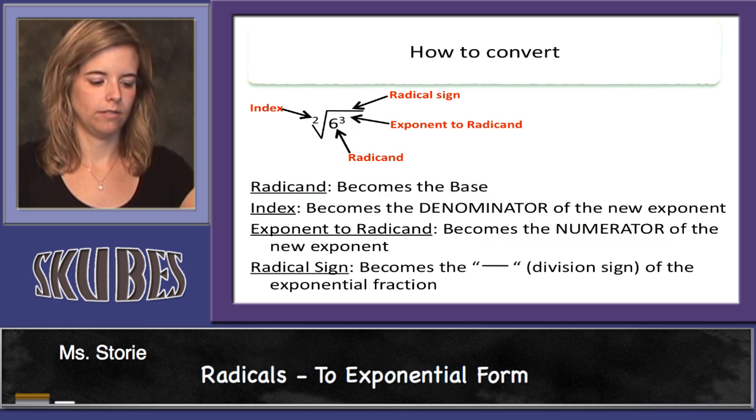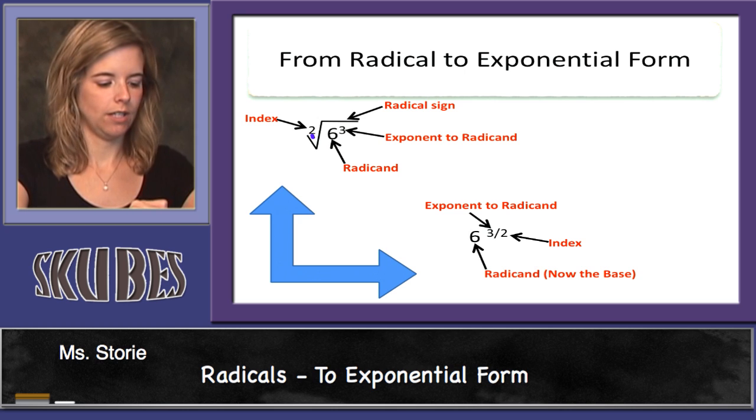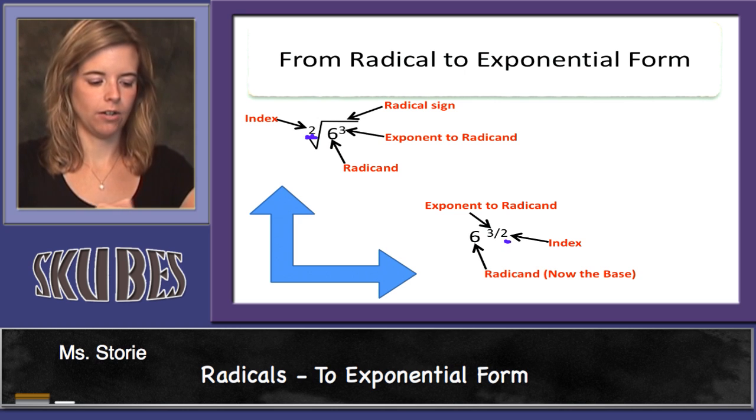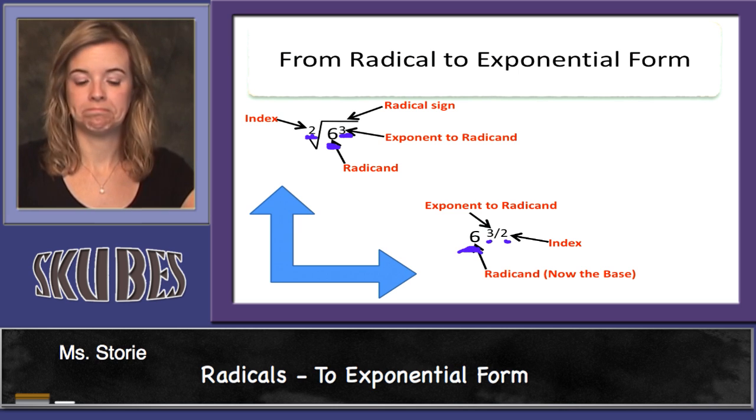So let's see if we did it right. Watch. The index of 2 moves to denominator. The exponent of 3 stayed as the numerator, the exponent still attached. And the radicand of 6 became the big base.